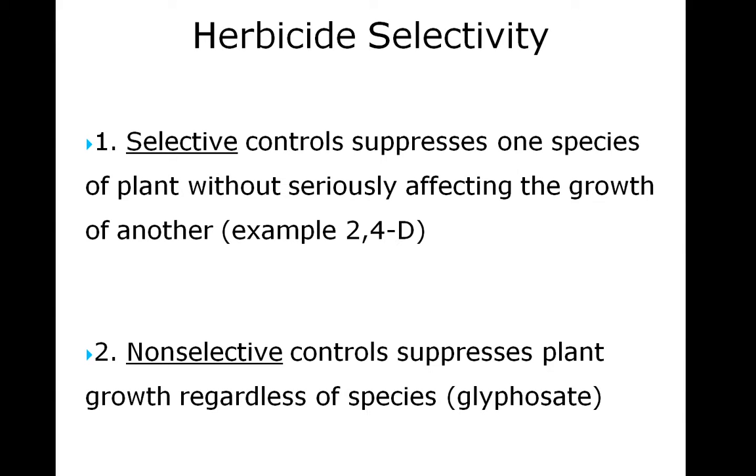Herbicides can be selective in nature or non-selective. Selective control suppresses one species or certain types of plants, monocot or dicot, for example. An example is the herbicide 2,4-D, which controls broadleaf weeds but not grasses. Non-selective herbicides affect all plants and will kill green tissue it comes in contact with. Glyphosate is a good example of an herbicide which is not selective and systemic.